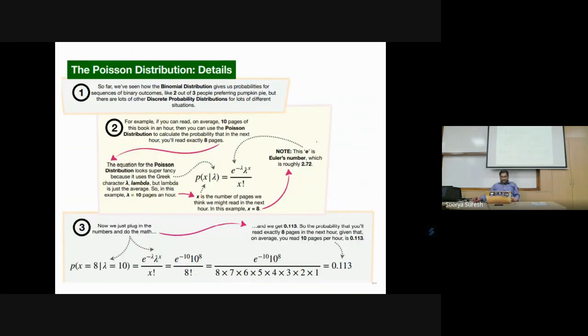See now, one more distribution we are mapping. If we can read an average of 10 pages of this book in an hour, suppose at 9 o'clock I studied 10 pages. Next, at 10 a.m., how many pages are we going to read? This is a simple problem. Last hour, I studied 10 pages. The next hour, how many pages am I going to read? This is a problem. Then how to solve this?